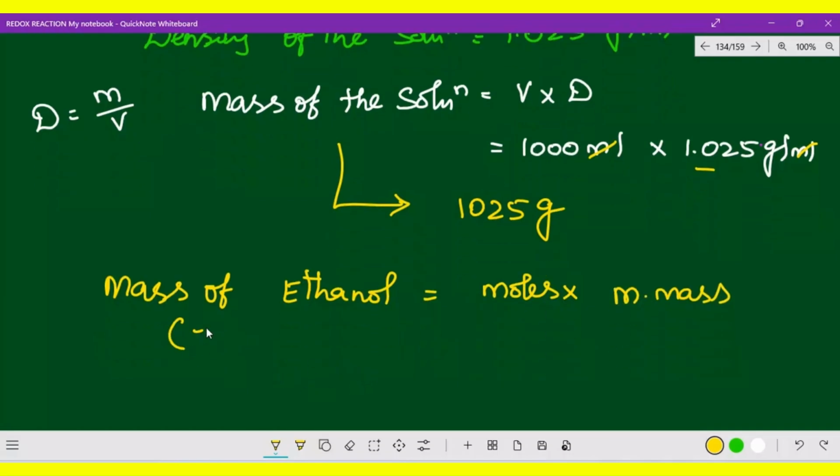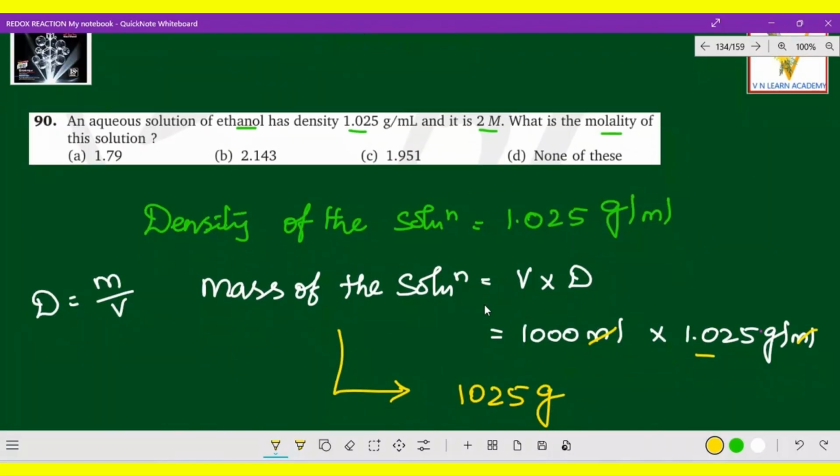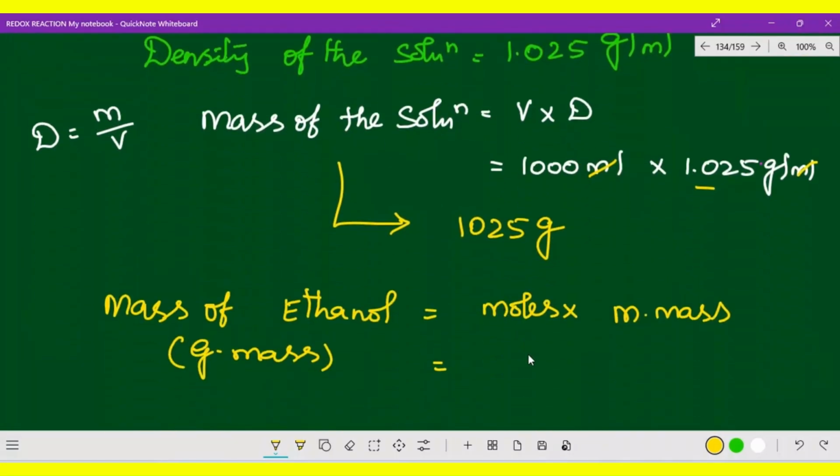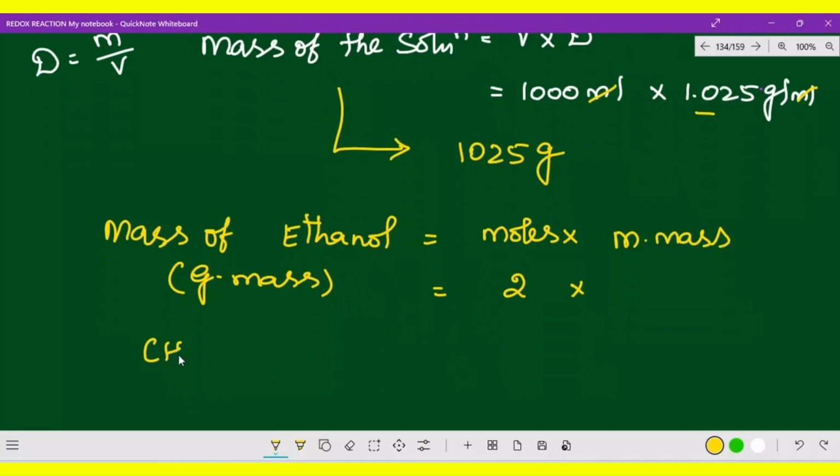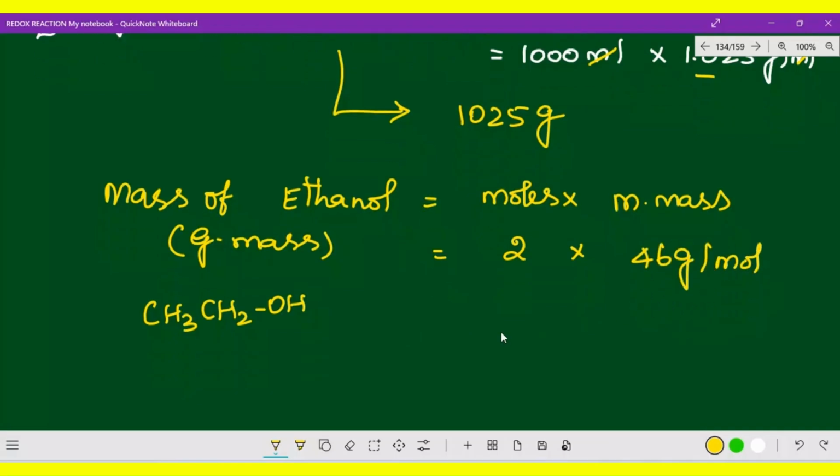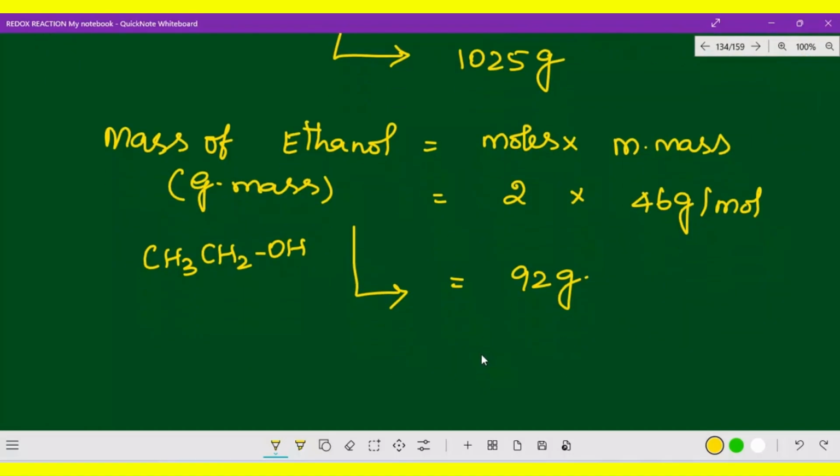That we will get as given mass. Given mass, how do we calculate? Moles into molar mass, we will get the given mass. So moles, how much is it actually? Here 2m they mention, that is 2 moles. So 2 moles into molar mass of ethanol. Molar mass of ethanol, CH3CH2OH, how much is it? 46 gram per mole. I hope you got that idea. Now, what is the answer? You will be getting 92 grams. So given mass of ethanol is 92 gram, and molar mass of ethanol is 46.